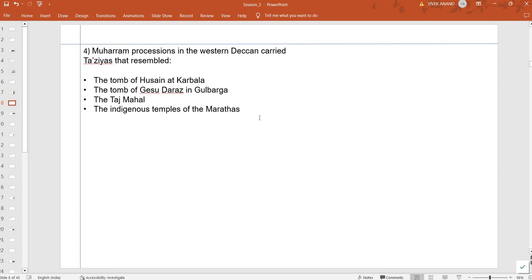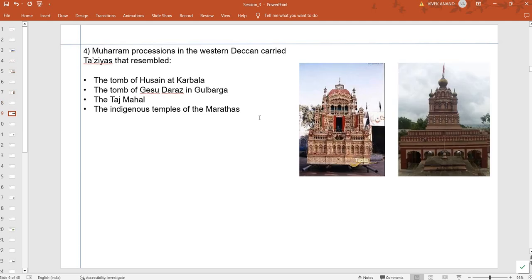So if you see this building, which one is Tajia? There are two pictures. Which of these is Tajia? First one. Yeah. So can you find any similarity between the two pictures? Yes, sir. Indigenous temples of Marathas. Yeah, so the answer will be indigenous temples of the Maratha. On the right hand side, it's an example of a Maratha temple. I don't know the name. I forgot the name.